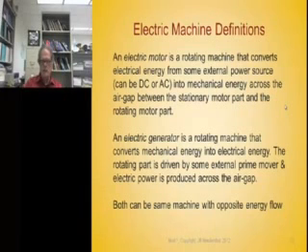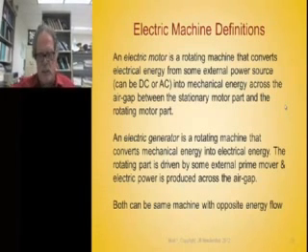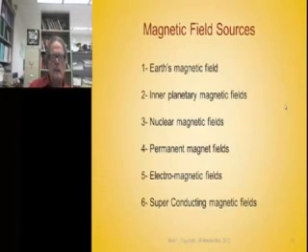They're basically the same type of machine, it's just a reverse of the power flow. All of these machines require magnetic fields. The first ones that we talked about need a magnetic field in the rotor and the stator. The reluctance machine only needs one magnetic field, but these magnetic fields have to have a source.